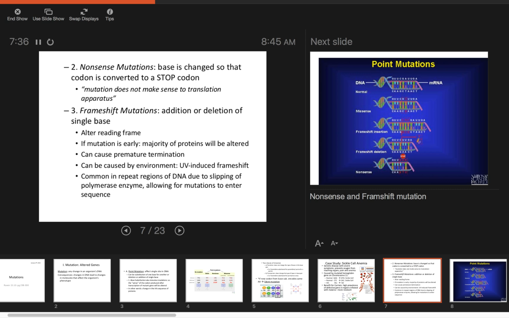Frameshift mutations can be caused by your environment. UV can induce frameshifts in your DNA, and we'll talk a little bit about DNA repetition, how DNA, when it replicates, repeats regions, and so now you get these triplet codes that just get repeated over and over and over. So there are actually some diseases that are the result of that.